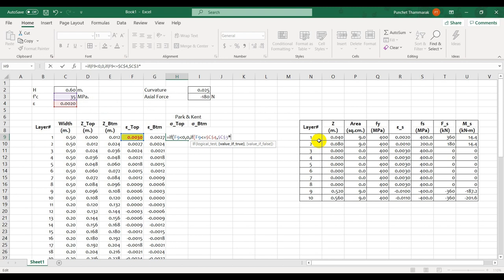multiplied by 2 times the current epsilon C, divided by this one, minus in the bracket this term squared, close the bracket. And then if your concrete strain exceeds the maximum, the ultimate strain, we will use the concrete model over there.